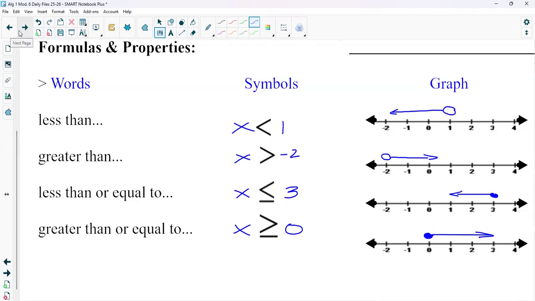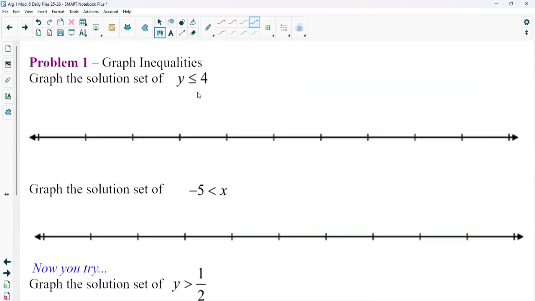So if we're asked to graph the solution set, in this case we're asked to graph y is less than or equal to 4. When you're given a blank number line, you can write whatever number you want to be your starting location. I'm going to go ahead and write 4 right there. We've got an equal sign underneath our inequality. That equal sign tells me that I need a filled in circle.